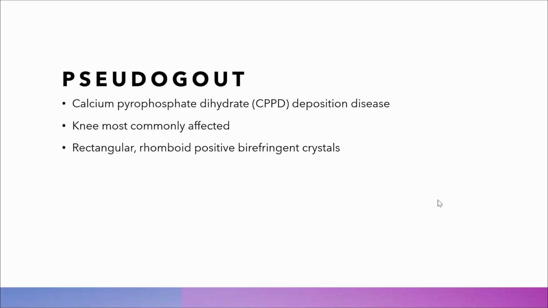Okay, pseudo-gout, again, these are the CPPD crystals. They are positive for fringes, they are rhomboid in shape, and knee is the most commonly affected. Again, treatment-wise for the acute attack, it's the same as gout, but why do we need to differentiate? Textbook-wise in the exam, you're going to do aspiration for diagnosis, right? In real life, we don't do aspiration for diagnosis. But those people don't need allopurinol for long-term treatment.